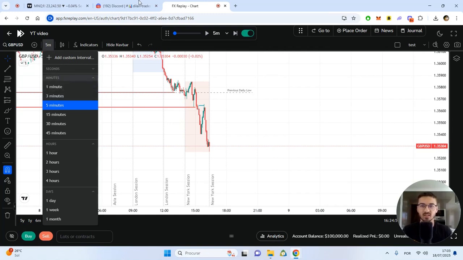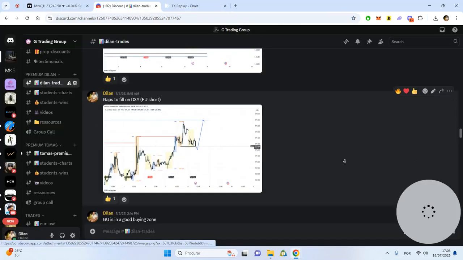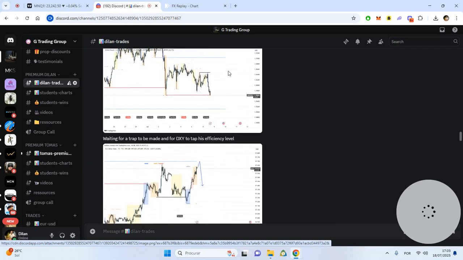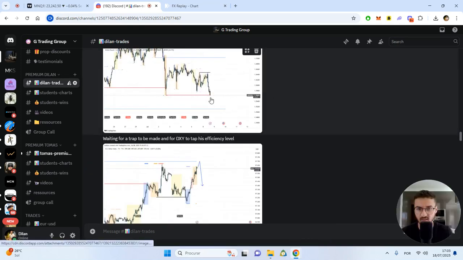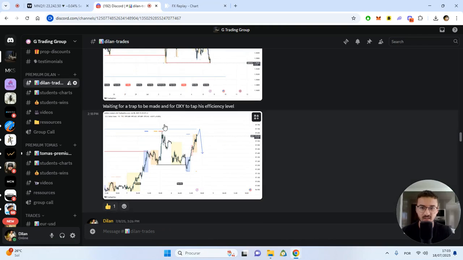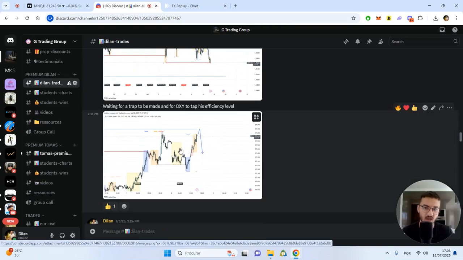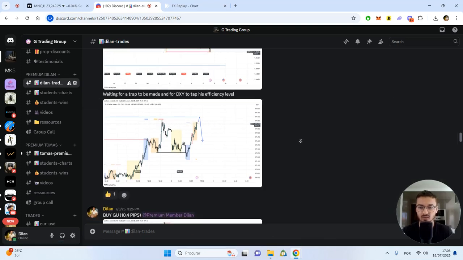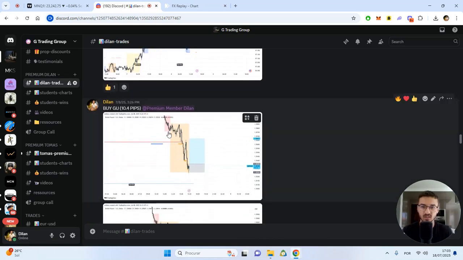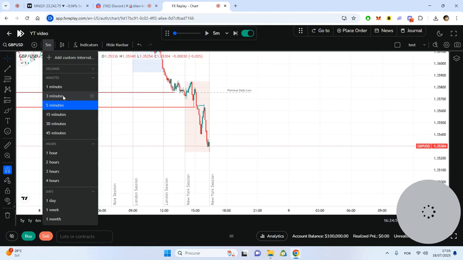And as soon as we have the XY in our direction, right? Because the XY at this point was already, let's see what it was. GU is in a good zone, right? After the sweep of liquidity. The XY was already taking, as I already filled the gap, it was already taking the previous daily high, and it was touching this efficiency, right? So then I just told my students, buy GU 10.4 pips at this structure right here is what we can do.